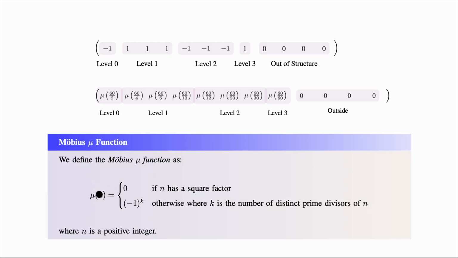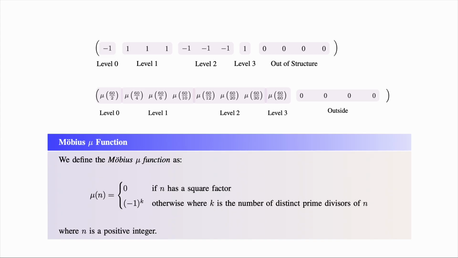Mu of n, what is it going to be? It's going to be 0 if n has a square factor. If it has a repeat in its prime factorization, it's 0. It's -1 to the k if it doesn't have a square factor, where k is the number of distinct prime factors of n.